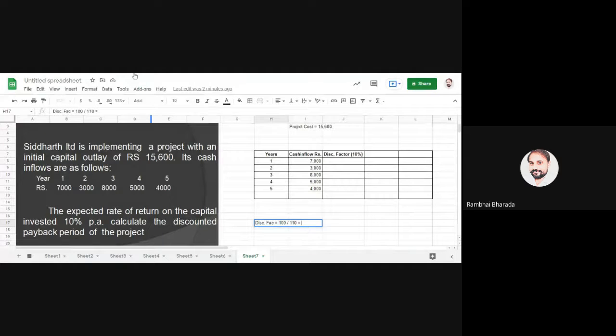Tell me the answer. Hundred upon 110. It's 0.909. 0.909. Like this. Okay, if you have simple calculator, then again I told you something, that you have to press equal, press multiply, press equal, press equal. Does anyone remember?